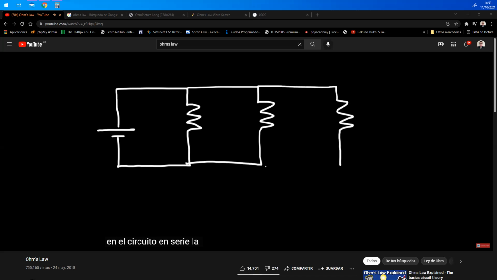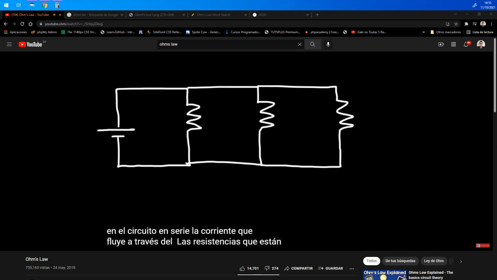In a series circuit, the current flowing through the resistors that are connected in series is the same, because the current only has one path in which it could flow. In a parallel circuit, the current has multiple paths, and so it could vary. However, notice that whenever resistors are connected in parallel, the voltage across those resistors is the same. So let's say if we have, in this case, a 12-volt battery. Each resistor is connected across that 12-volt battery. And so all of them have 12 volts across their terminals.